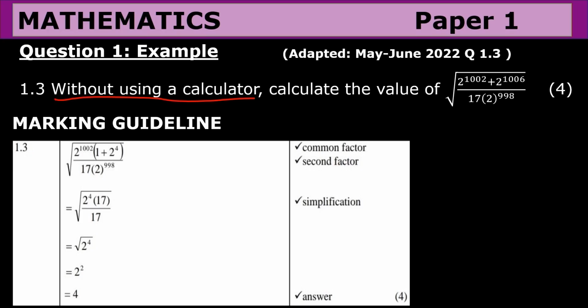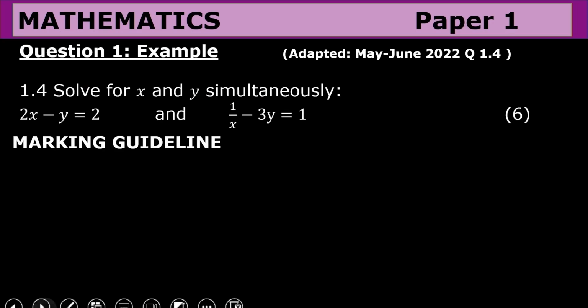So here we're going to get a mark for that common factor. That common factor of 2 exponent 1002 is going to award us a mark. And of course, that second factor, that is the 2 exponent 4, is going to award us a mark as well. Then we're going to get a mark for simplifying that whole expression there. And then lastly, we're going to get a mark for the answer. And that's where all the 4 marks are. And since they said without a calculator, make sure you show all of those steps.